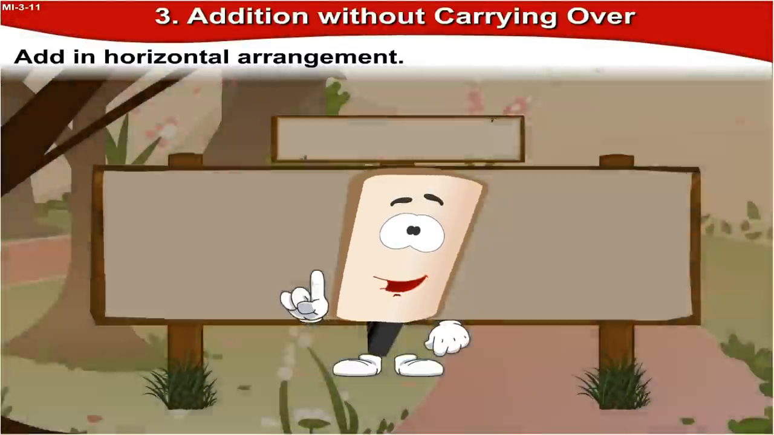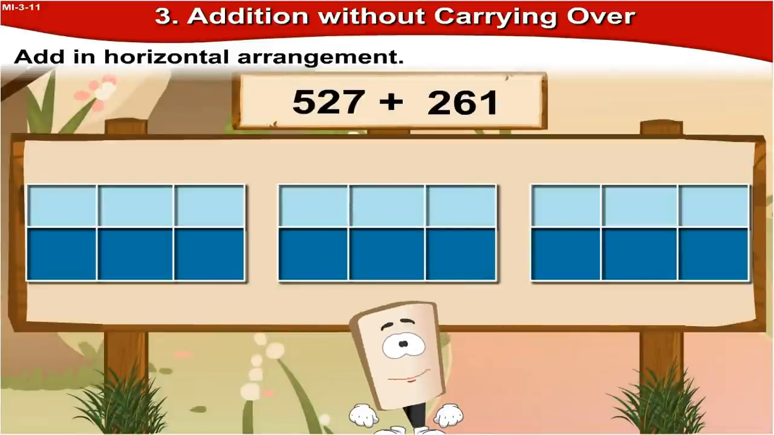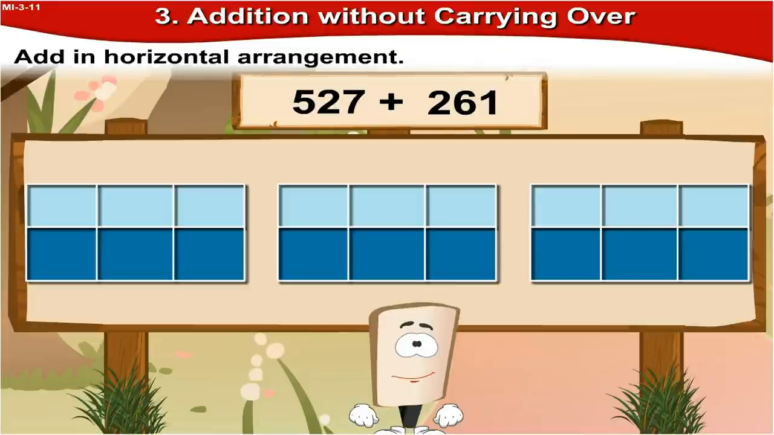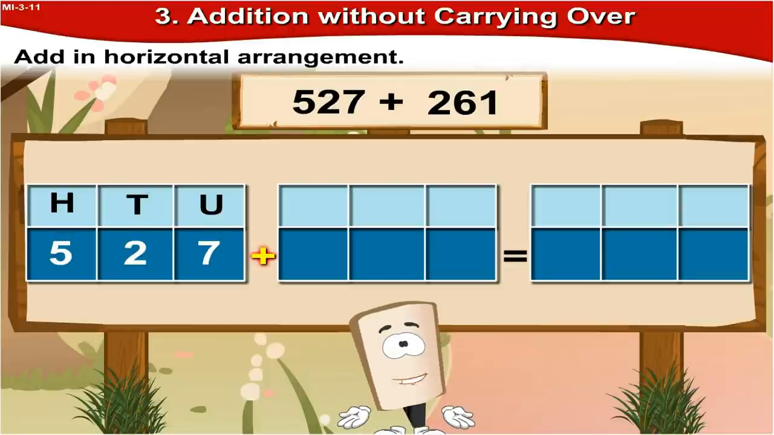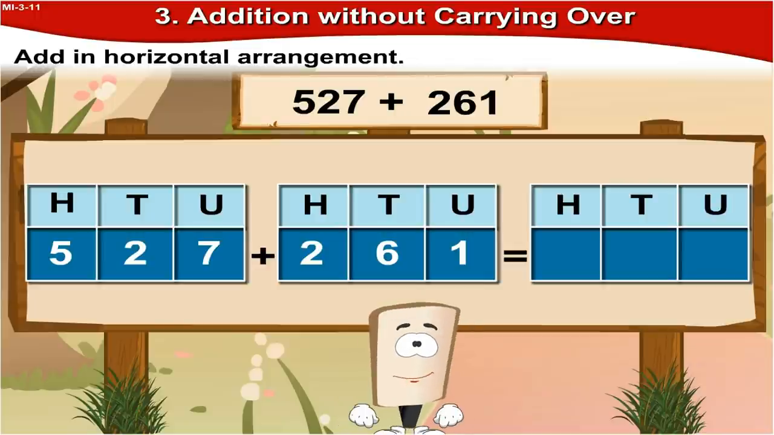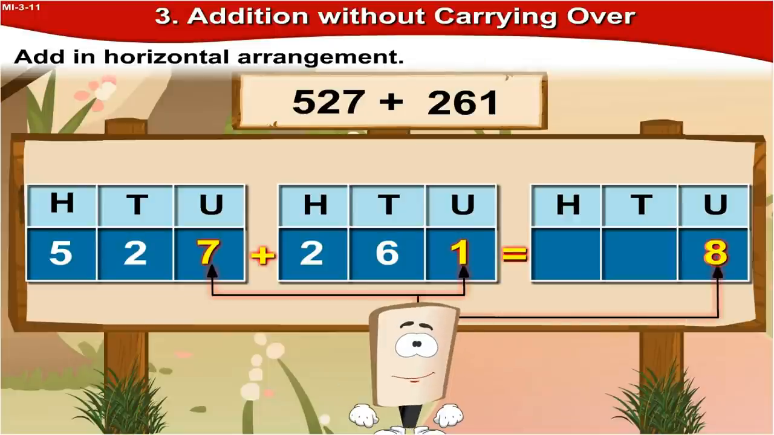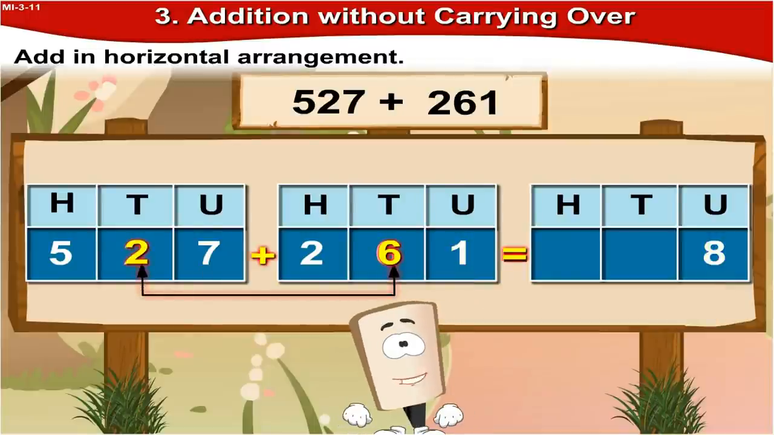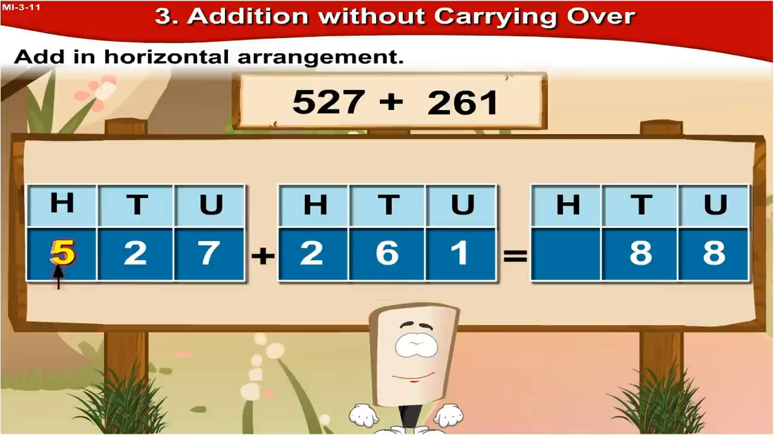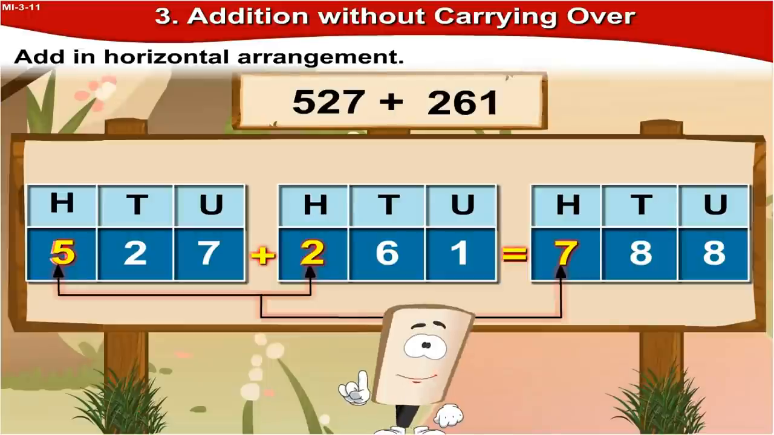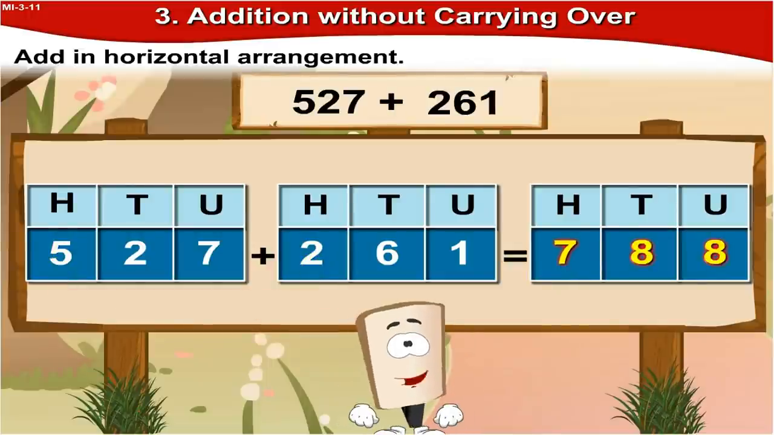And in horizontal arrangement, 527 plus 261. 527 means 500, 2 tens, 7 units, plus 261 means 200, 6 tens, 1 unit. Now, as I have already taught you about the horizontal arrangement, we'll begin our addition from the unit side. 7 units plus 1 unit is 8 units, so you'll write 8. 2 tens plus 6 tens is 8 tens, so you'll write 8. 500 plus 200 is 700, so you'll write it here. So the answer is 788.